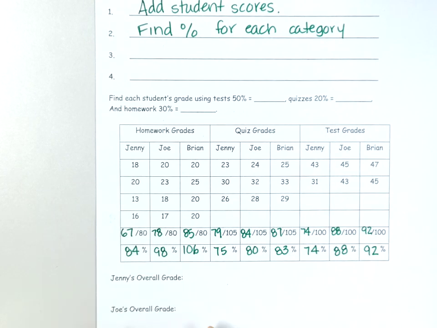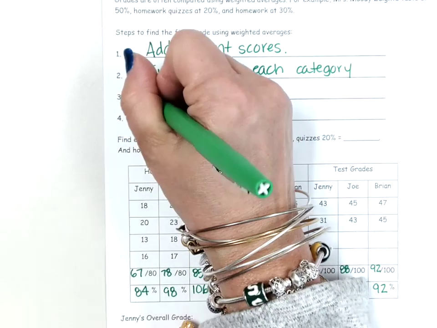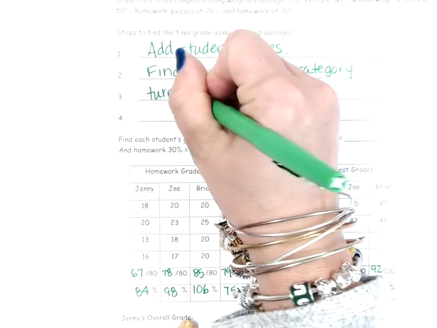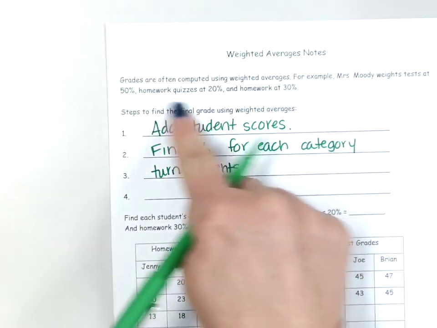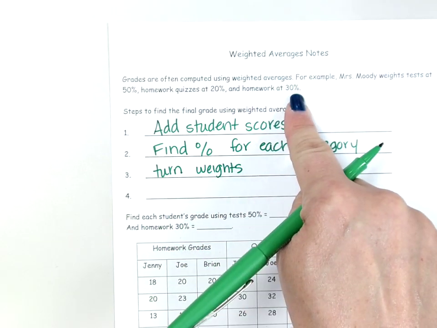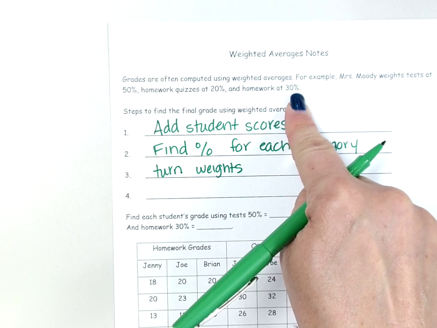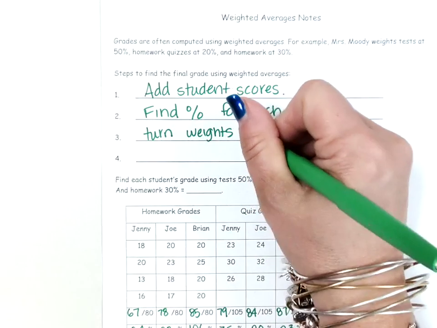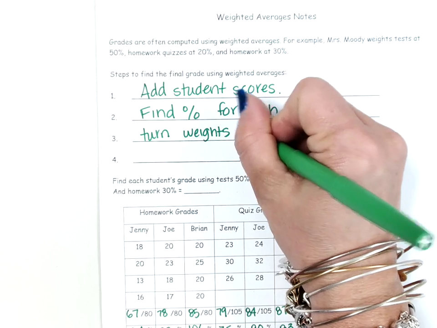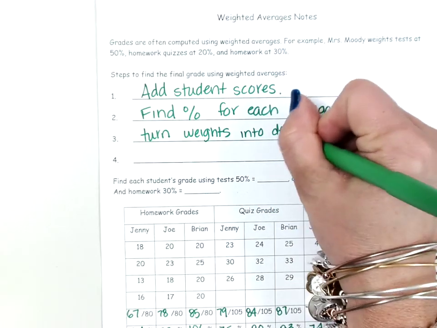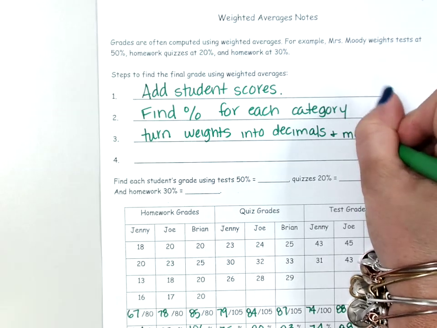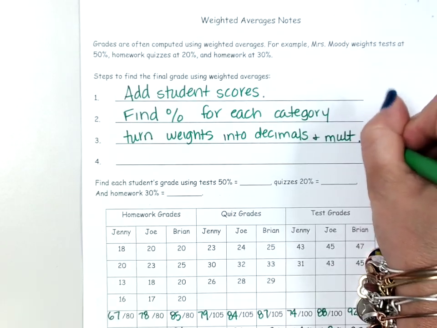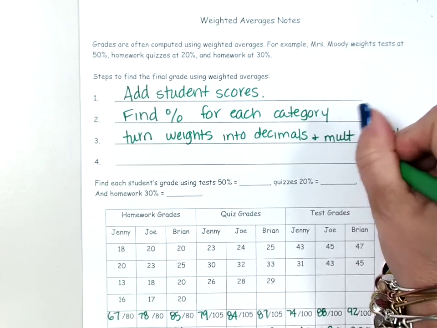Now we're ready for step three. We're going to turn weights, that's these percents up here, the 50% on tests, 20% homework quizzes, and 30% homework. We're going to turn the weights into decimals and multiply by each category.